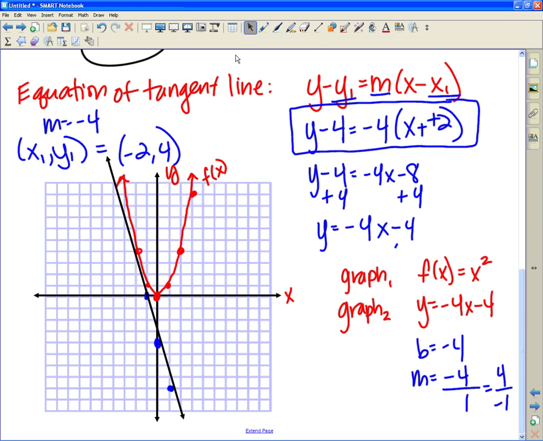And if you did this really neatly, it should be tangent to your function at -2, which mine is. It should be tangent right here. Do you see it?